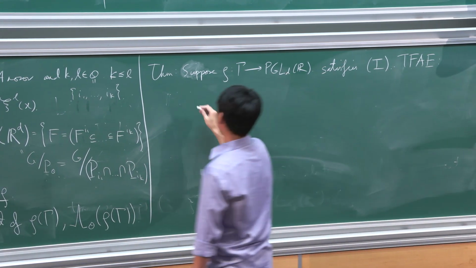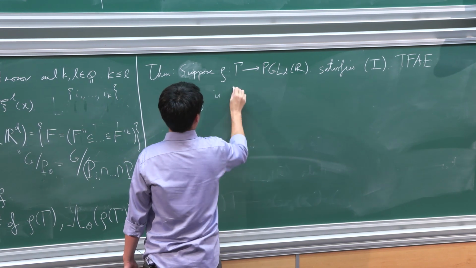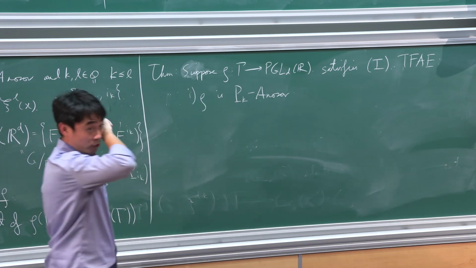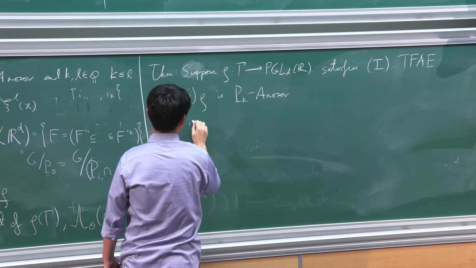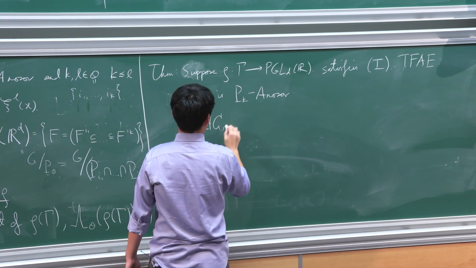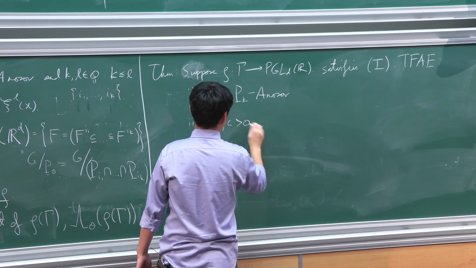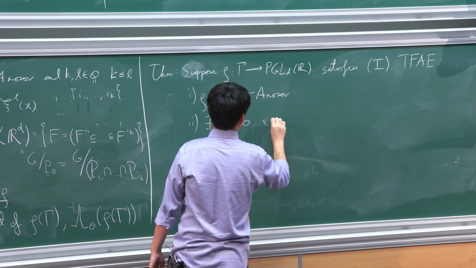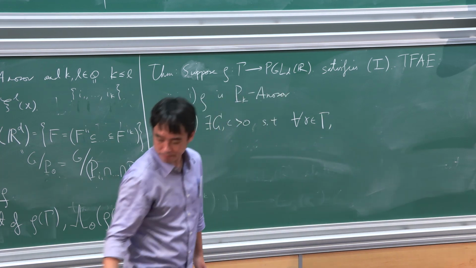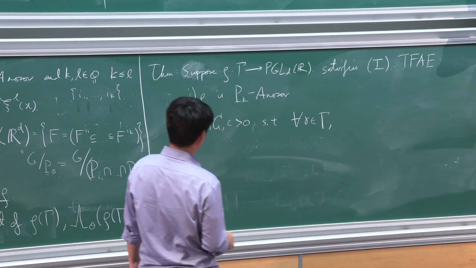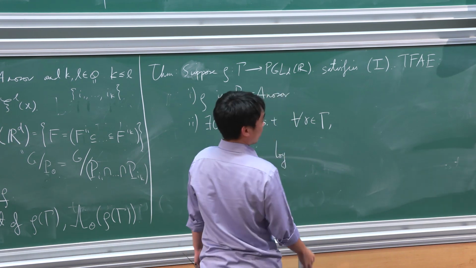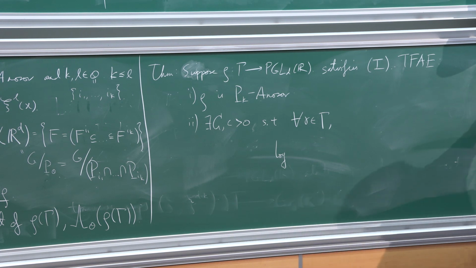First, rho is P_k Anosov, so condition 2 is satisfied. Second, there exist constants, big C and little c, such that for any element gamma in gamma, if you look at the logarithm, I forgot, maybe I should define some things first.